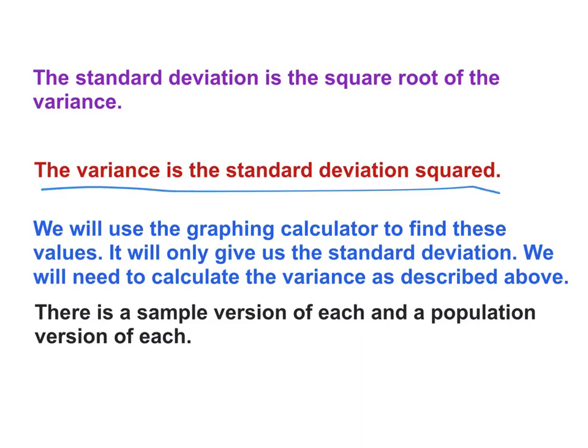And then you have to know that there's a sample version of the variance and the standard deviation, and there's a population version of the variance and the standard deviation. Okay, and the symbolism is a little different for the sample versus the population, and I'm going to show you all that different symbolism. And then there's a slight change in the formula, and I'll explain that. But again, you're not going to need to know the formula. You're not going to ever have to calculate it by hand in this course. But I want to show you the difference between each.